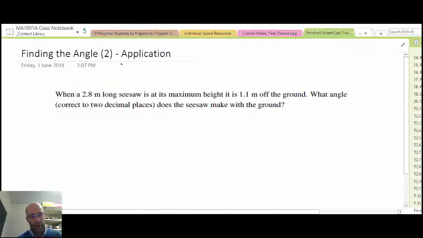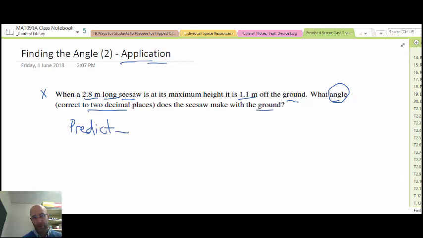Okay, we're finding the angle again in the second video, and we're going to do a problem solving application. We've got a question here, an example. We have a 2.8 metre long seesaw. Its maximum height is 1.1 metres off the ground. What angle, to two decimal places, does the seesaw make with the ground?